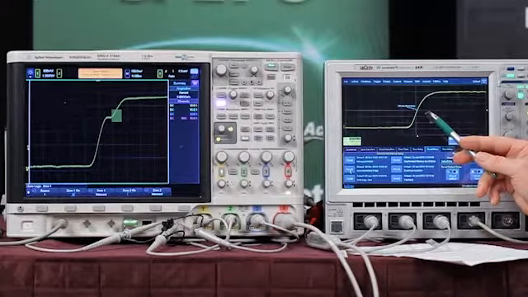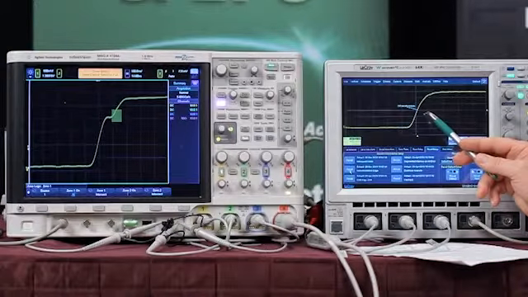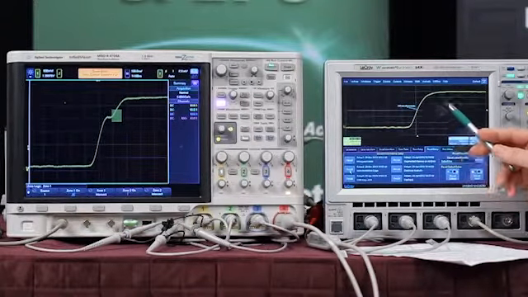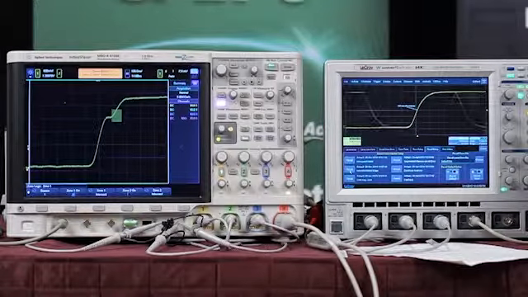Now, if you did see a transient, if it was occurring often enough, what would you do to trigger on that? It's very difficult. The LeCroy scope could trigger on this transient, but it would mean setting up a very complex trigger condition that most people don't understand. The Agilent scope, as I showed, just simply draw a box and the scope automatically triggers in that particular zone.